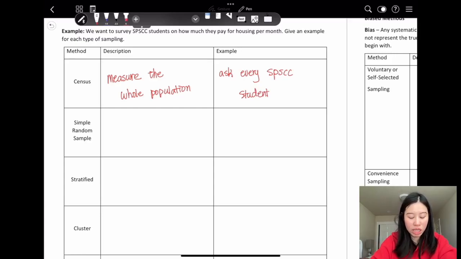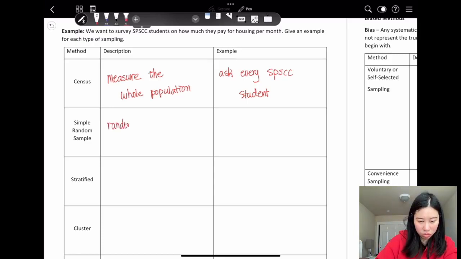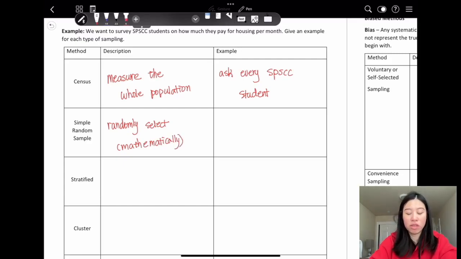Okay, so what is a simple random sample? That means we randomly select the students in a mathematical way. For example, we randomize the list of students' IDs and choose the top 100.